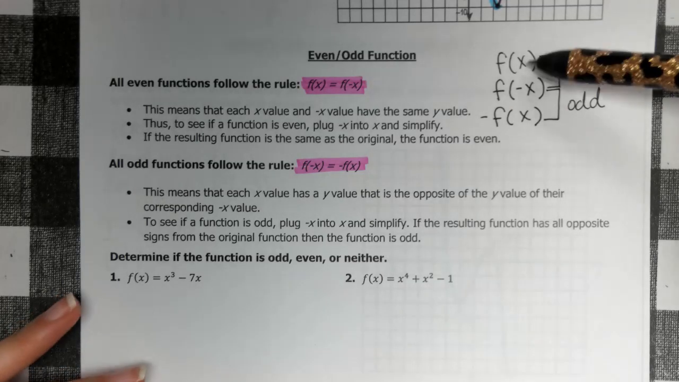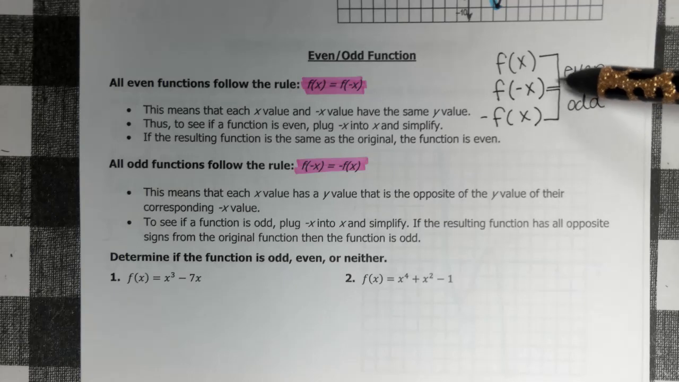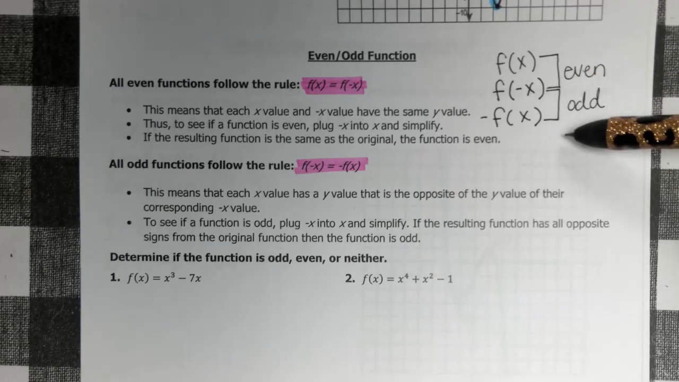You're given f of x. The very first thing you find is f of negative x. It either works or it doesn't. If it doesn't, you find your negative f of x, and you compare that to what's directly above it. If that works, it's odd. If not, it's neither. It's not hard.